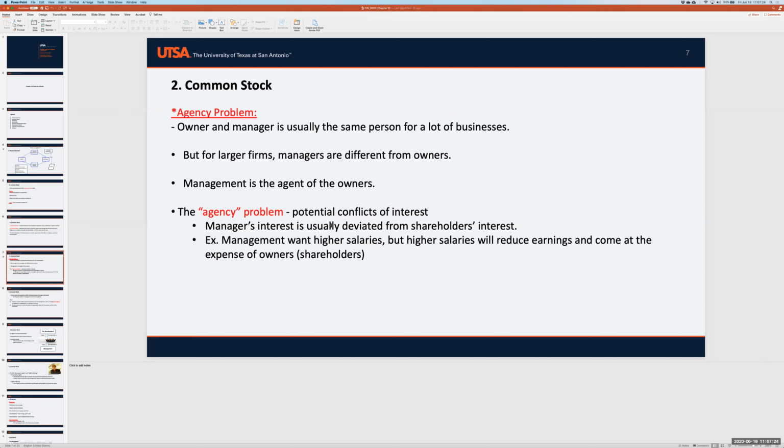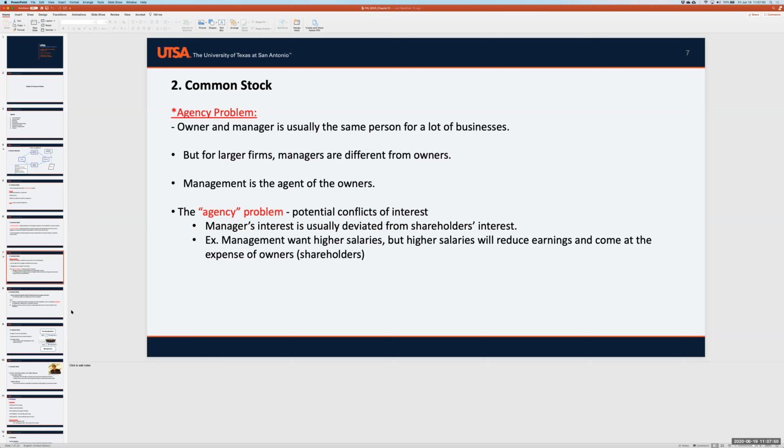The agency problem is a potential conflict of interest, and the manager's interest is usually different from the shareholders' interest. For example, management wants higher salaries, right? The CFO, CEO, or CTO always wants higher salaries, but the owners, the shareholders of the company, don't want to pay much. This situation results in the agency problem.